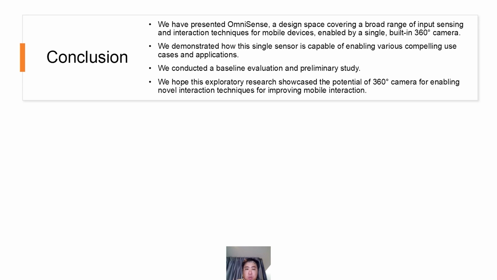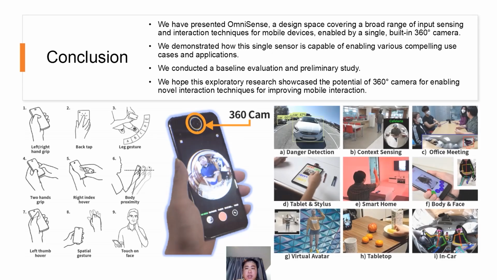In conclusion, we have presented OmniSense, a design space covering a broad range of input sensing and interaction techniques for mobile devices enabled by a single built-in 360-degree camera. We demonstrate how this single sensor is capable of enabling various compelling use cases and applications. We conducted a baseline evaluation and preliminary study. We hope that this exploratory research showcased the potential of 360-degree camera for enabling novel interaction techniques for improving mobile interaction.